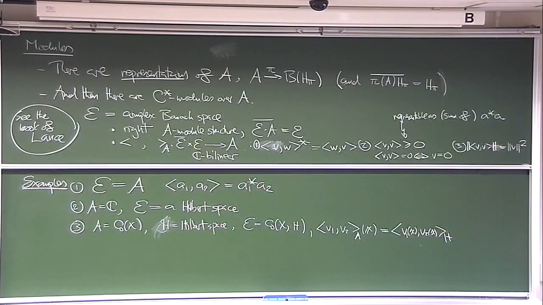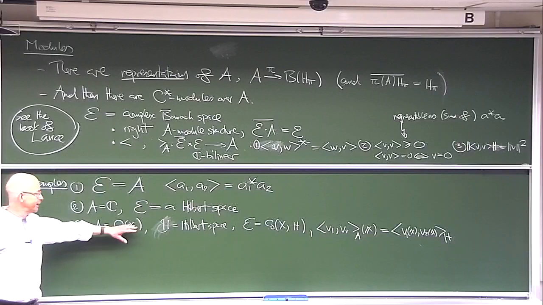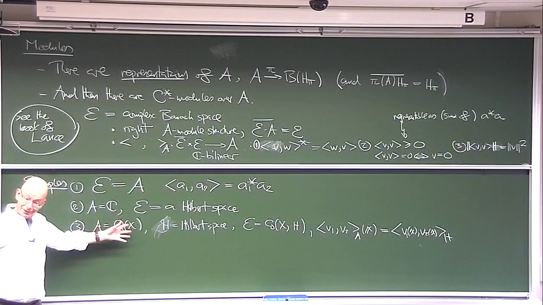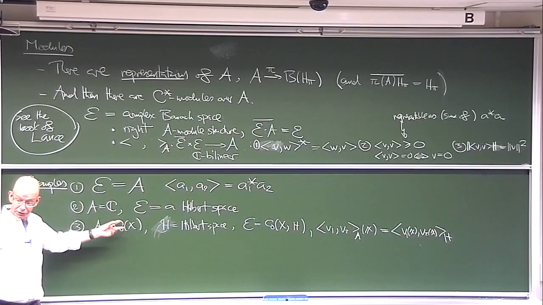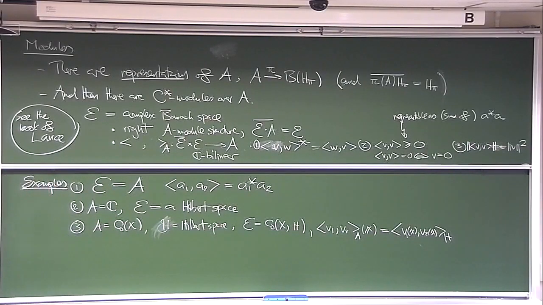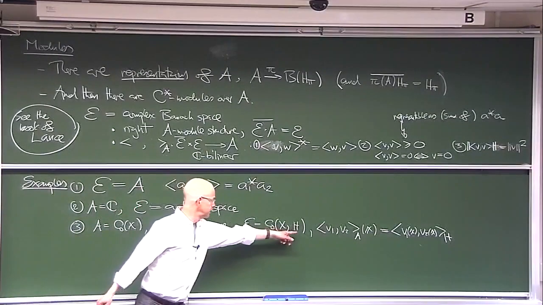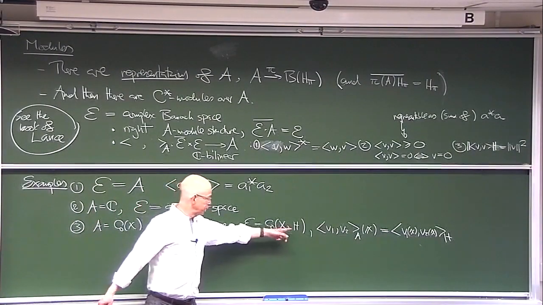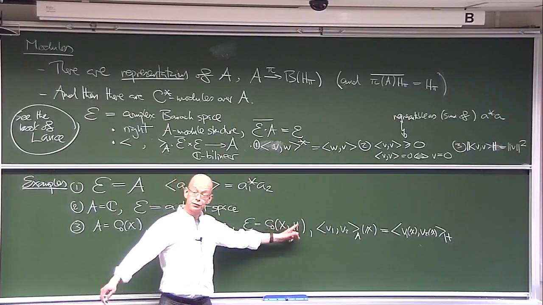So that will do for now. This is by far the most illuminating example. You should always think about this example here. Think about A being a commutative C-star algebra and this being what a Hilbert module looks like. It's like a bundle over X. This is a bundle, the sections of a bundle over X, which is a trivial bundle.